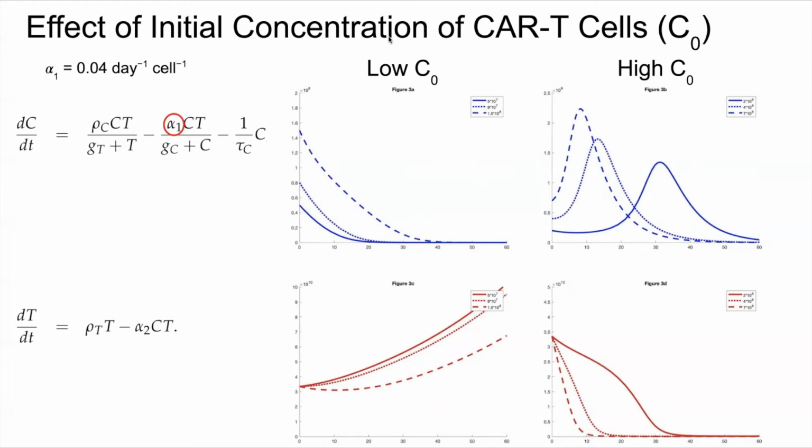So as you see on the left, a low initial concentration of CAR T cells might lead to the tumor population dominating and the CAR T cell population being eliminated, whereas if you have more CAR T cells in the beginning, you can see here that the CAR T cell population dominates and the tumor population is eliminated. This is intuitive, as more T cells would lead to more elimination of tumor cells, which means there are fewer tumor cells at the end.